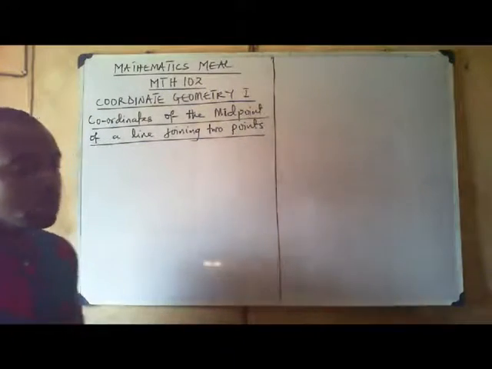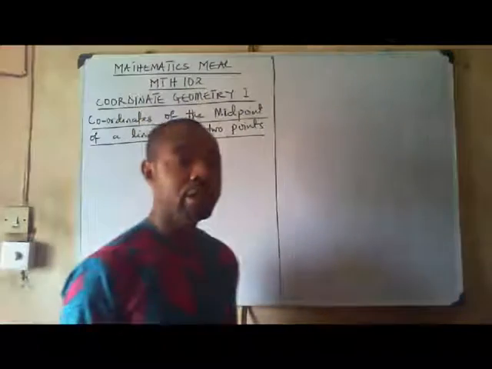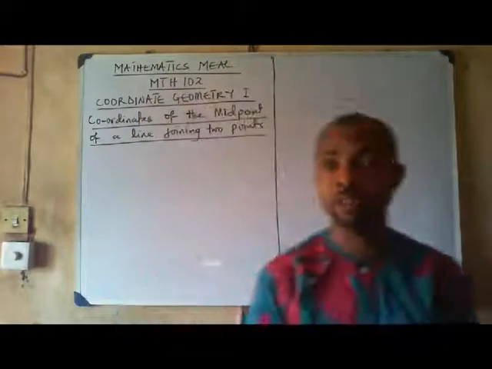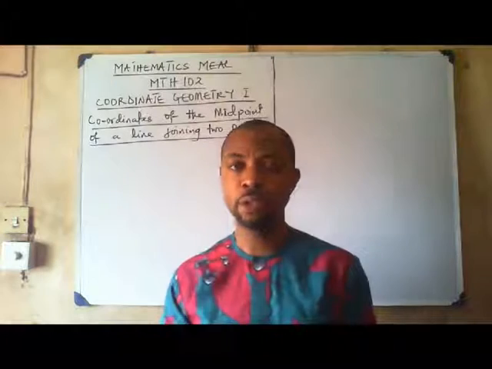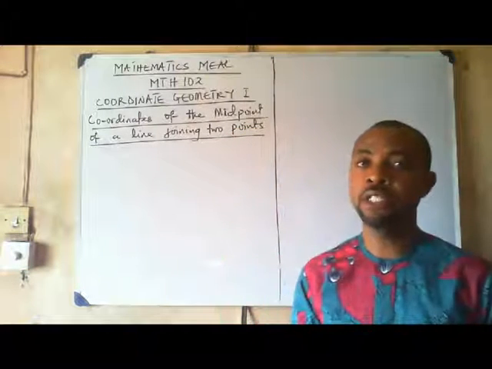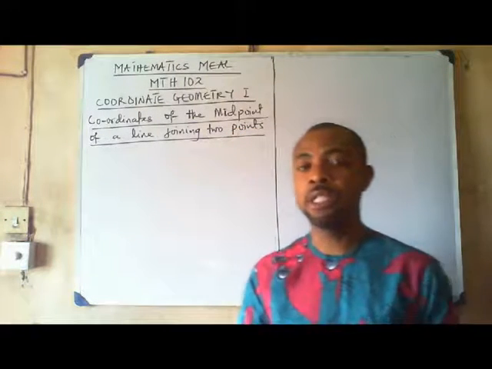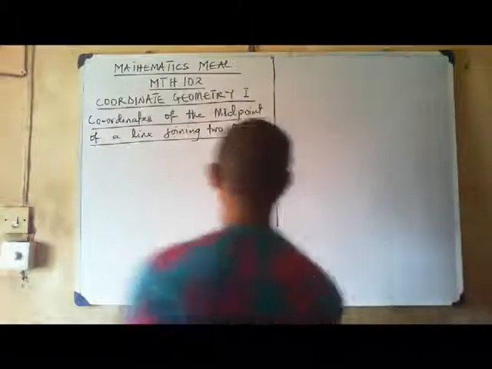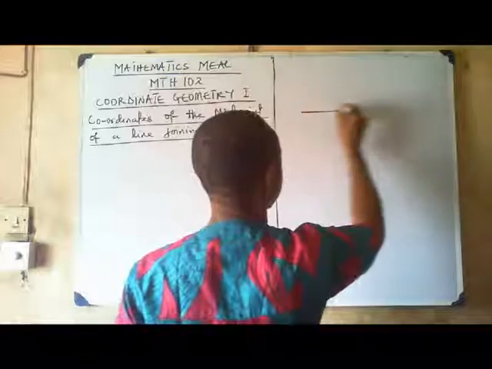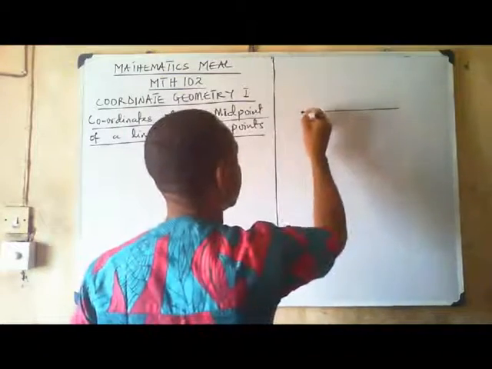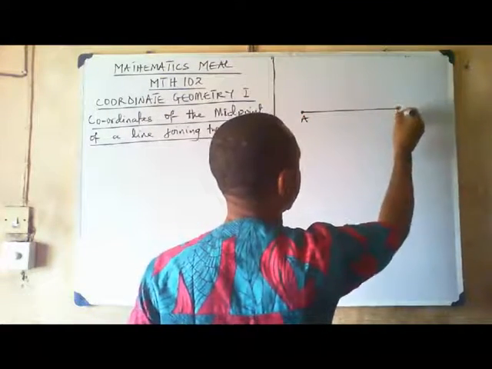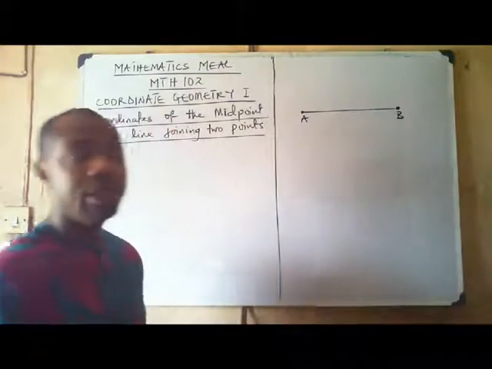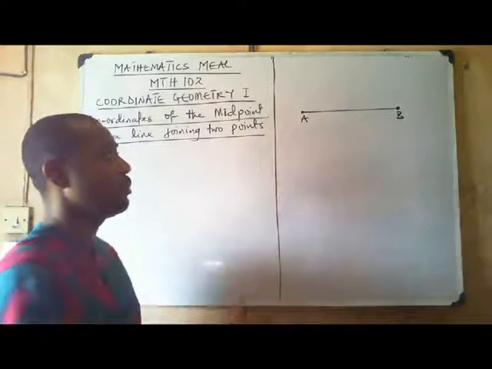Now, we have been able to look at the introduction to coordinate geometry. We looked at the distance between 2 points in coordinate geometry. Now we want to look at the coordinate of a midpoint of a line segment. Now, if we have a straight line, let's say we have a straight line consisting of points A and B. Remember, we said that a straight line is the shortest distance between 2 points.